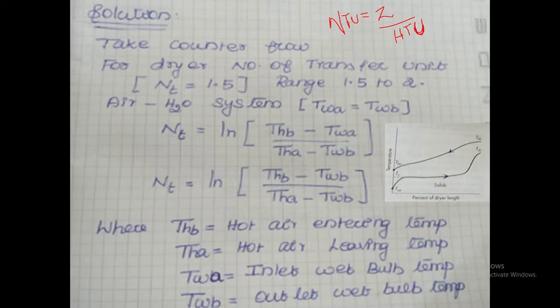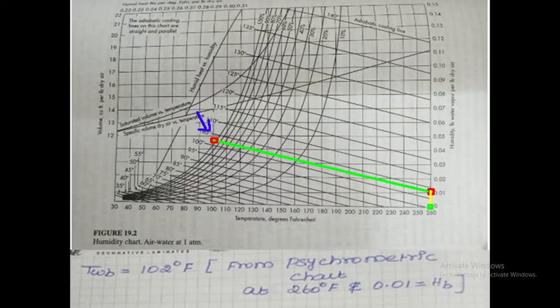How will you calculate the TWB value, or wet bulb outlet temperature value? Using the psychrometric chart. This is the psychrometric chart. The outlet wet bulb temperature is taken from the psychrometric chart at the given condition. What are the conditions? Hot air entering temperature THB is equal to 260 degrees Fahrenheit. Inlet humidity HB is equal to 0.01. Are you clear or not?